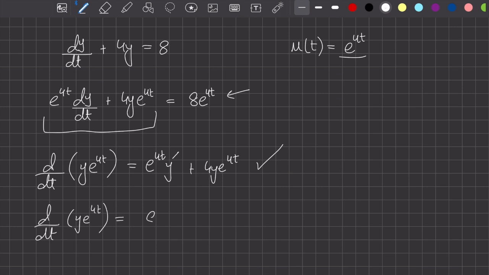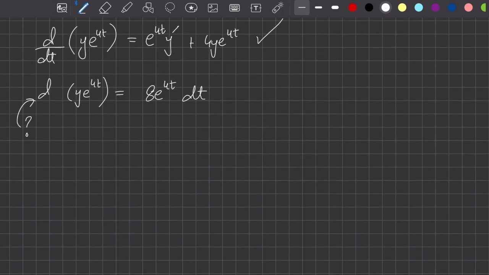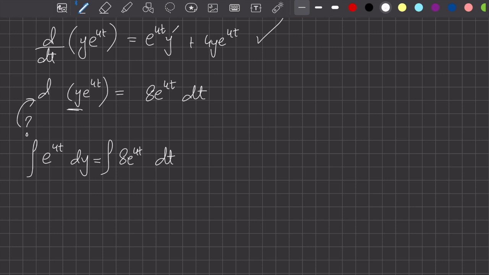Now that we have it written as this, we can integrate. However, first multiply dt on both sides. Wait, why is it just d on the left side? Well, you have the y here, which multiplies with it, and essentially you can write this as e power 4t times dy. The right side is 8 e power 4t times dt. We integrate both sides to get y times e power 4t equals 8 e power 4t over 4, which is just 2 e power 4t plus c.